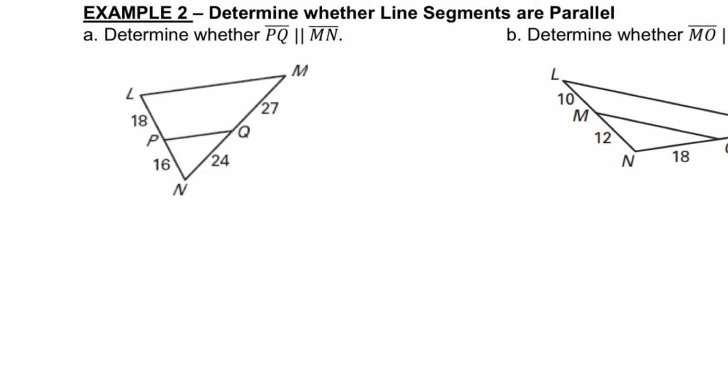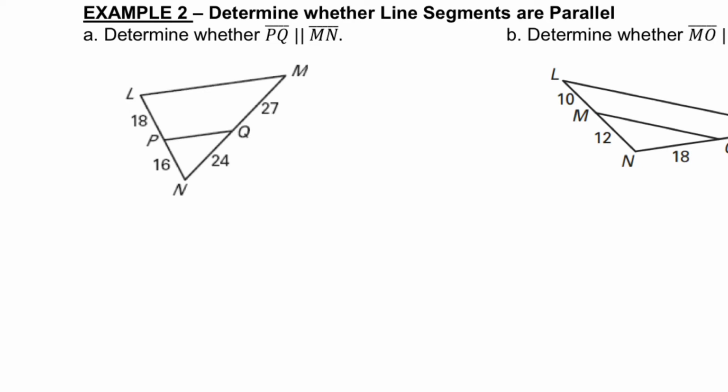In example 2, part A and B, we're going to use the converse of the triangle proportionality theorem. And again, what we want to do is set up that proportion. If that proportion is true, if we have 2 equal ratios, then we can conclude that the segment, for example in part A, that the segment PQ is parallel to the third side of the triangle, LM.